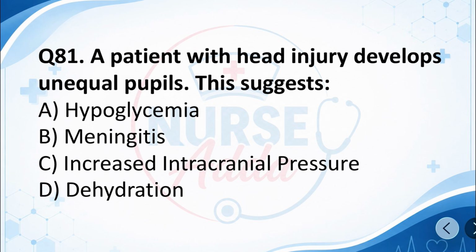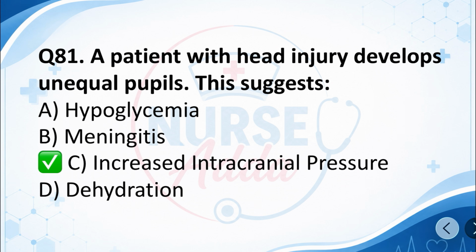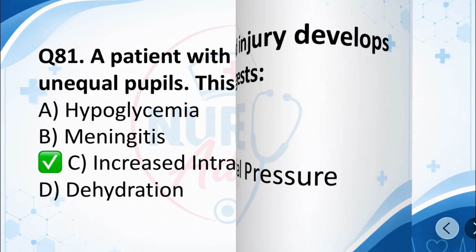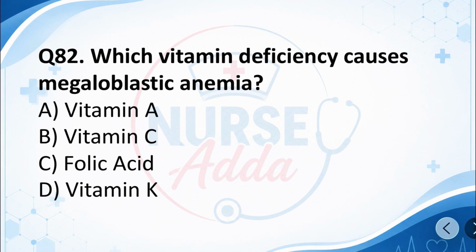Next question, a patient with head injury develops unequal pupils. This suggests what? The right answer is option C, increased intracranial pressure. Next question, which vitamin deficiency causes megaloblastic anemia? The right answer is option C, folic acid.